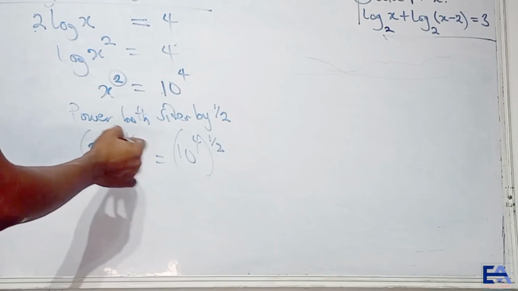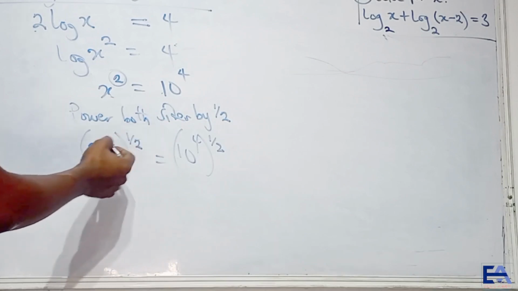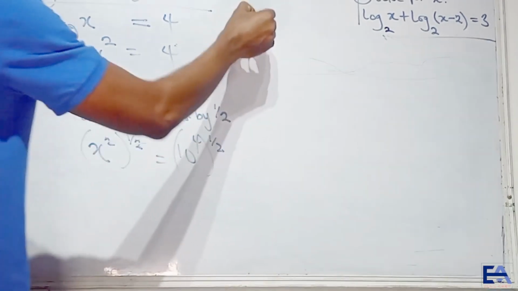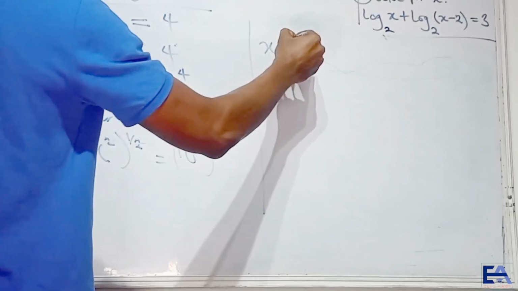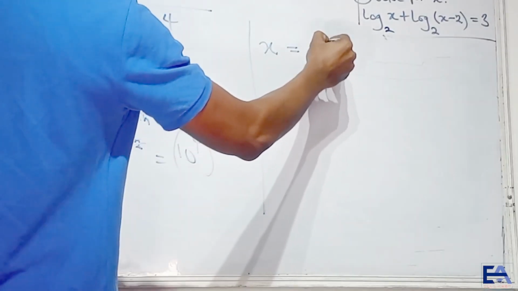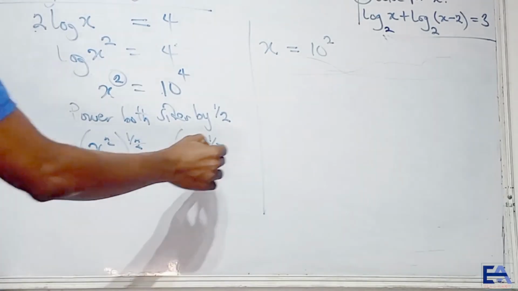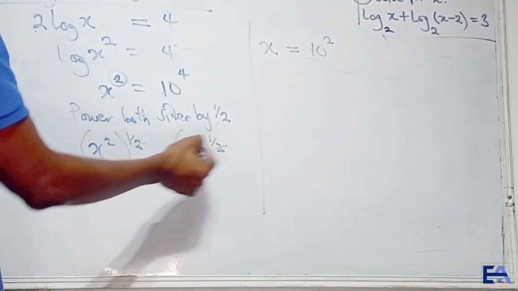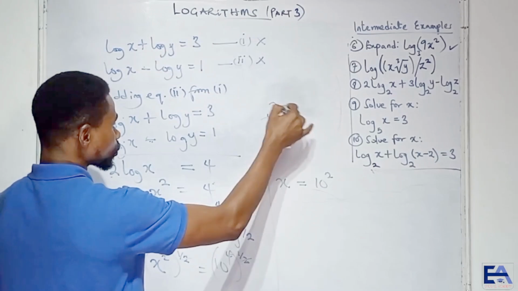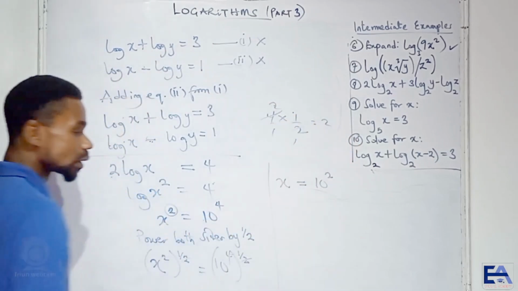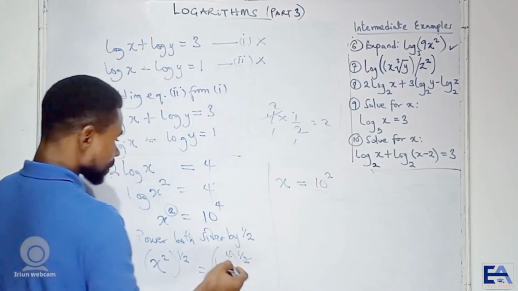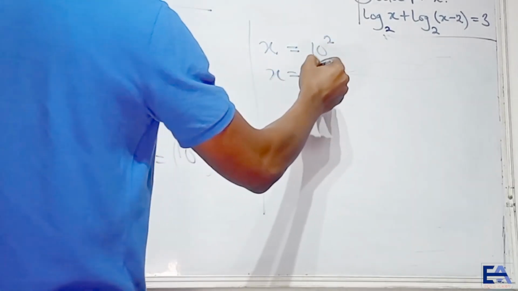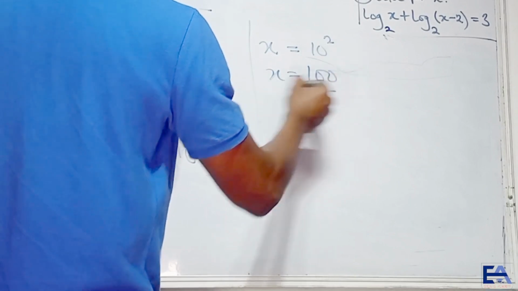Now, when I power both sides by half, according to the law of indices, the powers will multiply each other. So 2 cancels 2, right? So we have 1. At the end of the day, it becomes x is equal to what? 10 raised to power 2. Because this one too is as if we are saying 4 times half. The powers will multiply. So 2 times 1 is 2, this is like over 1. Okay? That's the same thing. Then we have 10 raised to power 2, which means x is actually equal to 100.